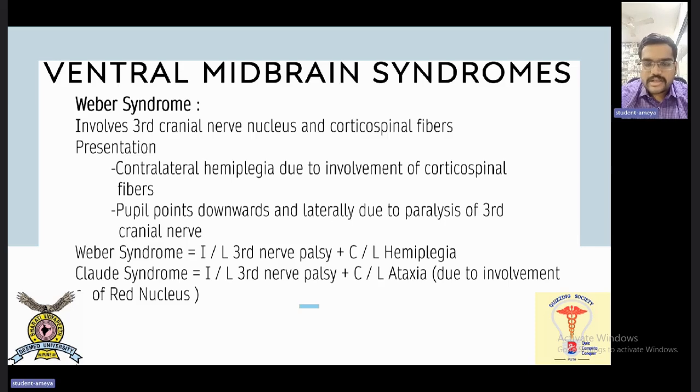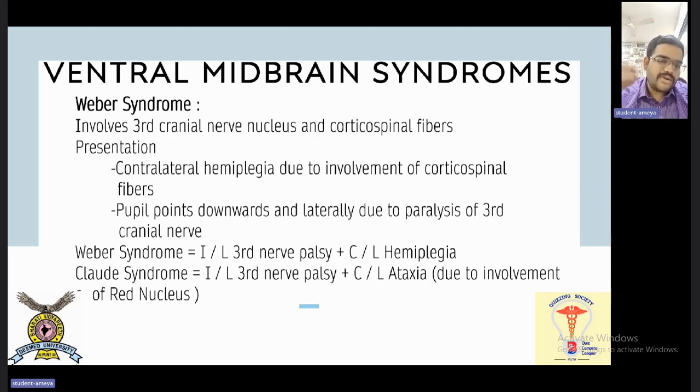Weber syndrome involves the third cranial nerve nucleus and the corticospinal fibers. So what happens? There is contralateral hemiplegia due to involvement of the corticospinal fibers, and the pupil will point downward and laterally due to paralysis of the third cranial nerve. So see, Weber syndrome is equal to ipsilateral third nerve palsy plus contralateral hemiplegia.